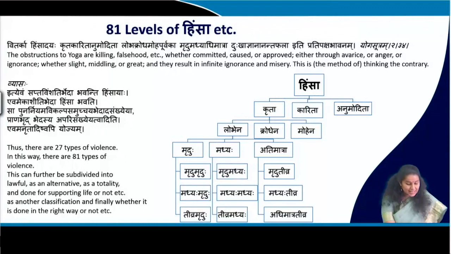And then he is saying further, he says, Sa punar niyama vikalpa samuchaya bhedat asankhyeya. Okay, so you can further add on to the fact that they can either be classified as lawful or as an alternative or as a totality. Furthermore, he says pranabhrid bhedasya aparisankheyatvat iti. So, and done for supporting life or not, etc. And finally, evam anritadishwapi yojyam. So, as other classifications, and finally whether it is done in the right way or not is another kind of category there. So, largely what you see is that there are finer and finer shades of what violence is all about, and it can happen at various levels with various intensities and with various justifications as well.